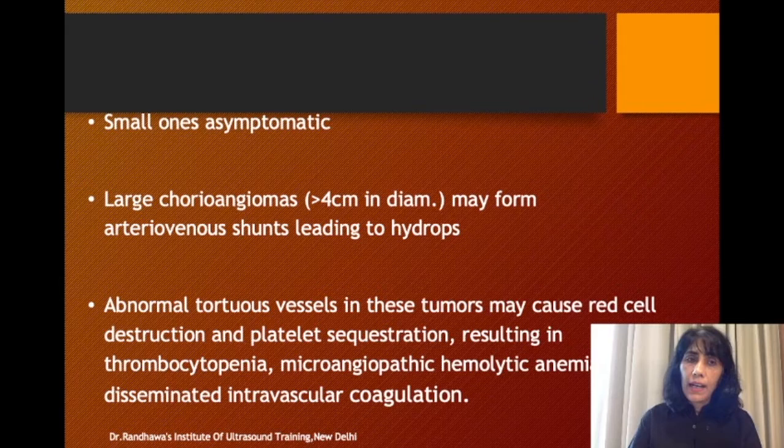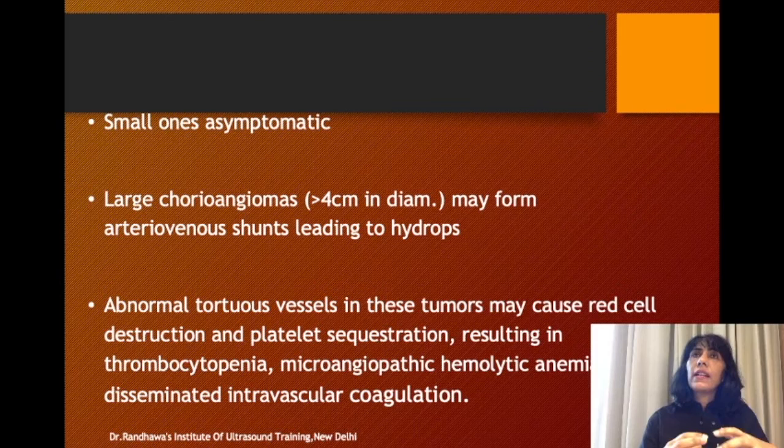But when they are large, the problem may come more. Complications are more when they are large. What are large chorioangiomas? More than 4 centimeters in diameter. Now, when they are large, what happens? It's a vascular tumor. It's having vessels. So there may be a high chance. Any tumor which has more capillaries and arteries has high chances of arteriovenous shunts.